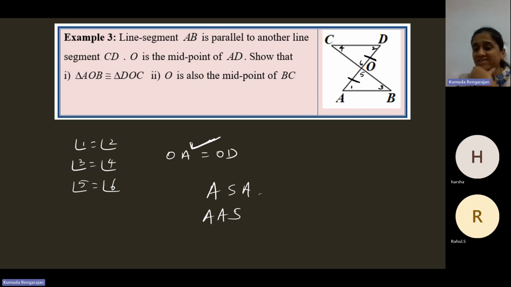Yeah, we can use ASA or AAS. Now, if you list two angles on some other side, now this OA is equal to OD.